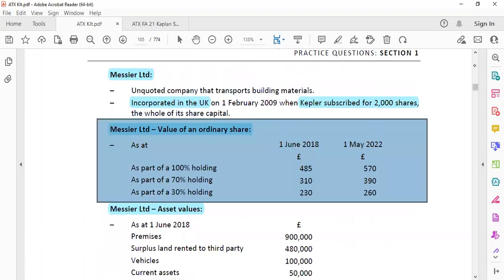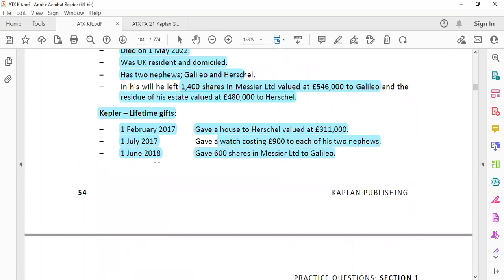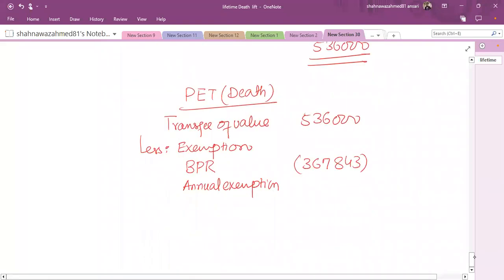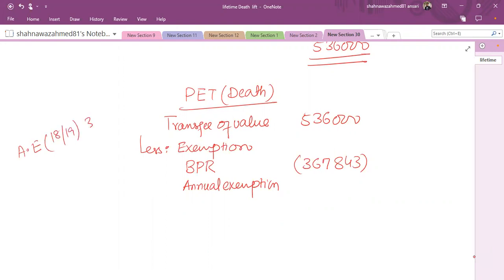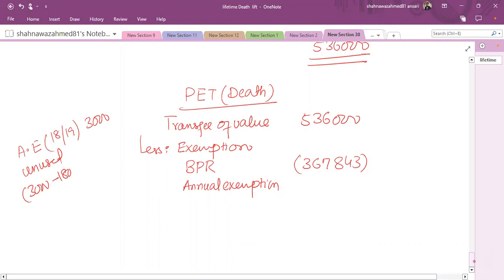Now, as far as previous gifts are concerned, there might be a lost annual exemption. So, on 1st June 2018, the current year's 3,000 is available. But the last year, there were two gifts, 900 each to his two nephews. That means 1,800. So the annual exemption available is, let me calculate: for 2018-19 it is 3,000, and unused from last time is 3,000 minus the gift value of 1,800, so 1,200 unused. So the annual exemption total is 4,200.